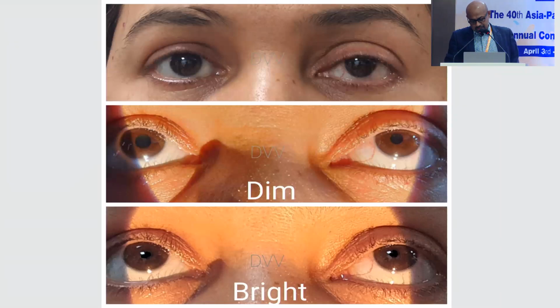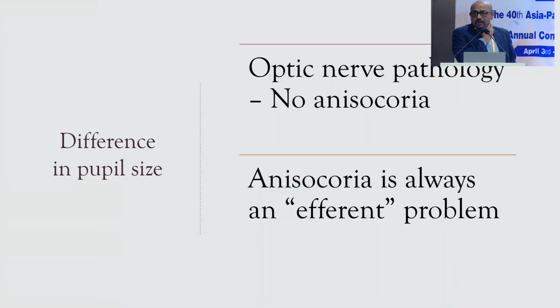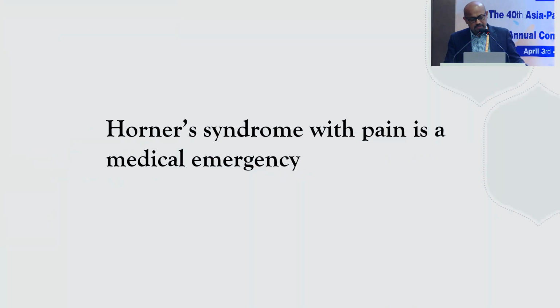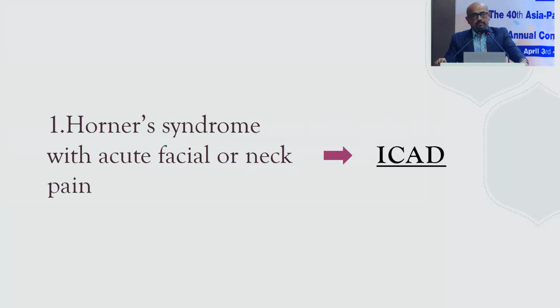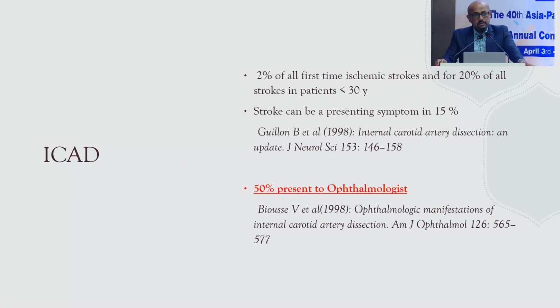This is a medical emergency. A patient who is complaining of pain, headache, and has Horner syndrome, it's a medical emergency. Why is that a medical emergency? Because first and foremost, you want to rule out dissection of larger vessels, dissection of the carotid artery system, and they present with acute facial or neck pain. Now there are some startling numbers here. 2% of all first-time ischemic strokes are caused by this dissection of larger vessels, and 20% of all strokes below the age of 30 are because of dissection of larger vessels.